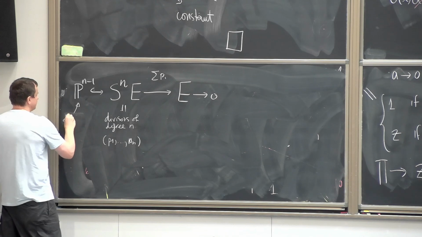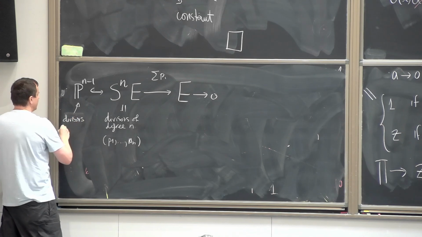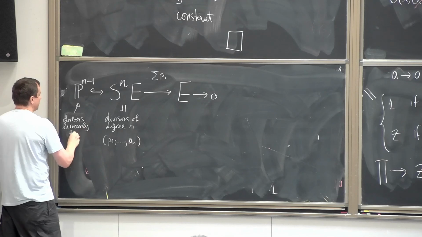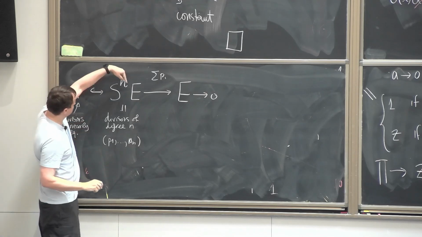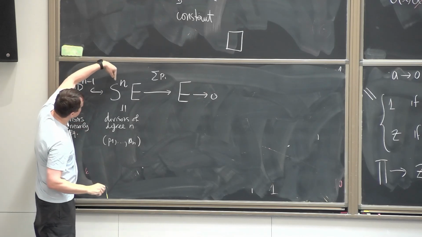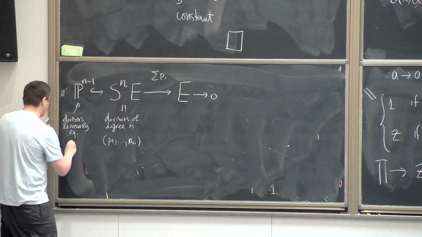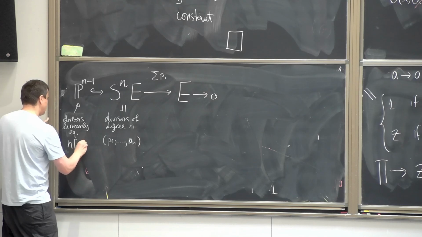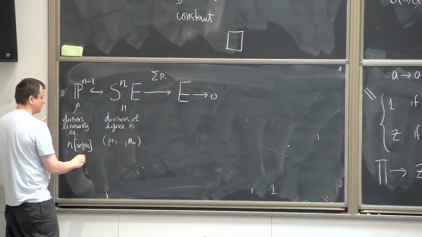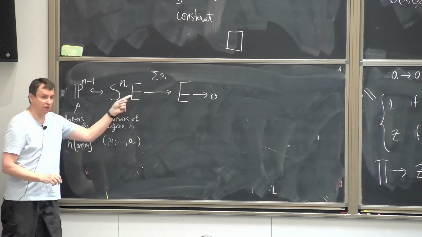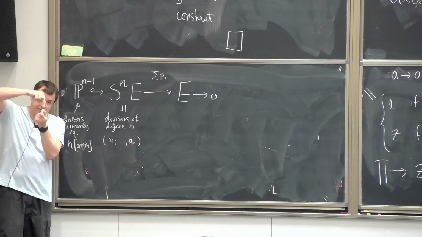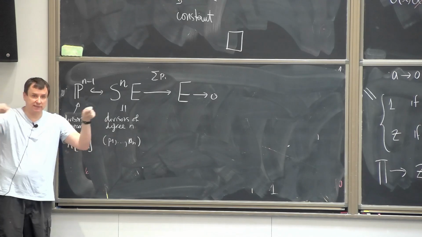These are divisors linearly equivalent to the point, so to the point where all of these are 0. So the point n times the origin. The points that sum to 0 on the elliptic curve, this is the same as the divisor n times the origin, and I see how it moves.